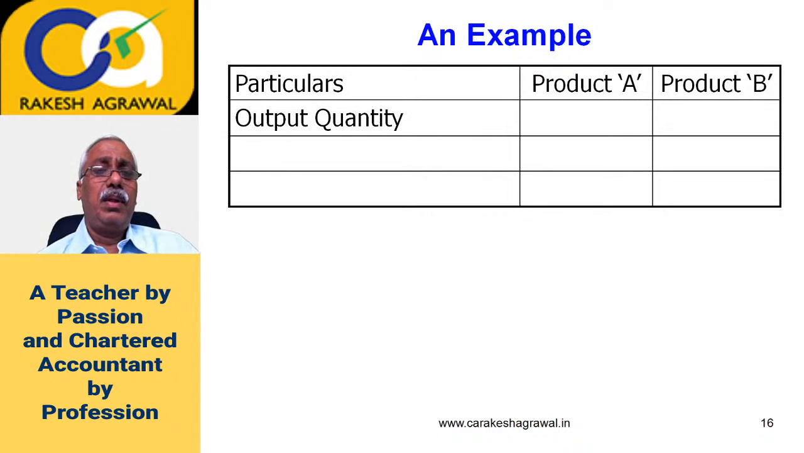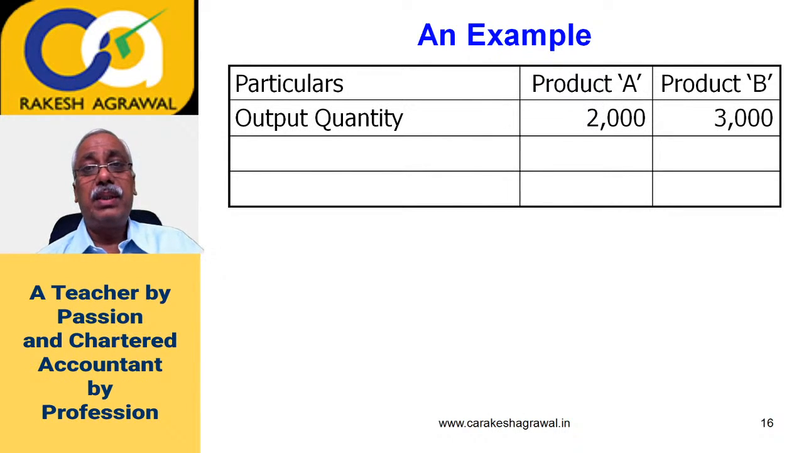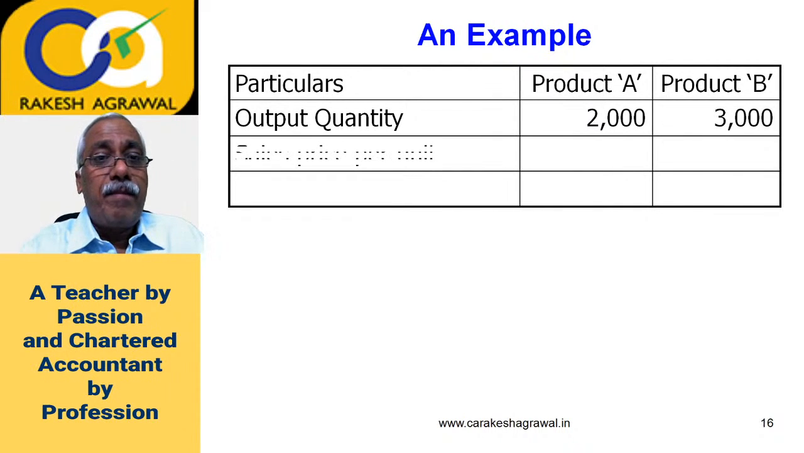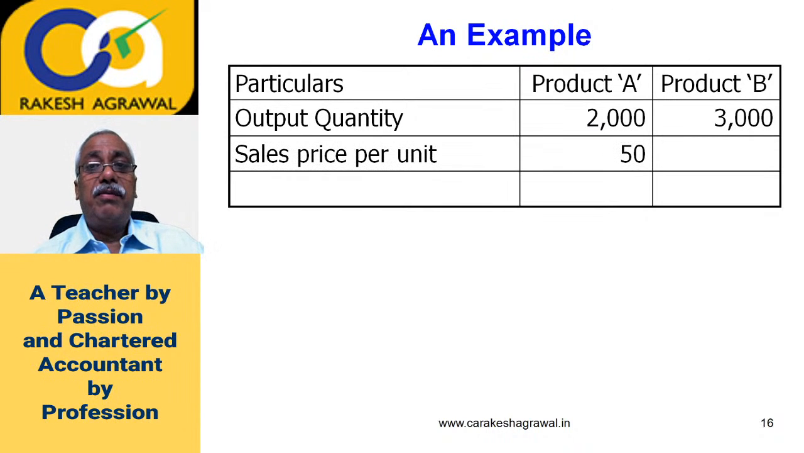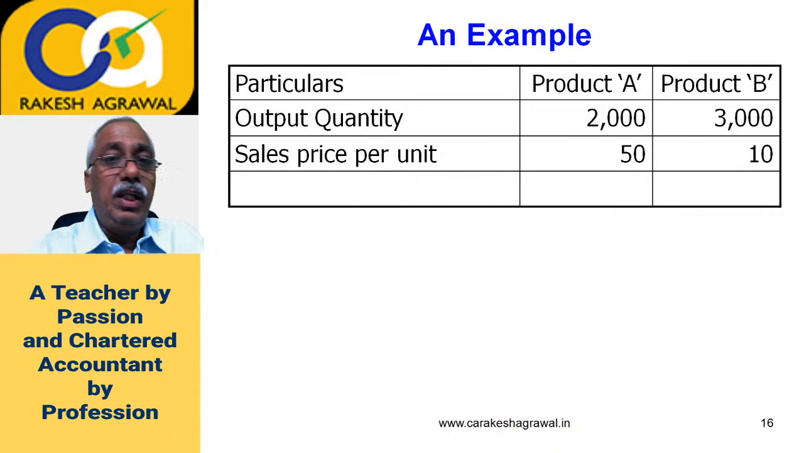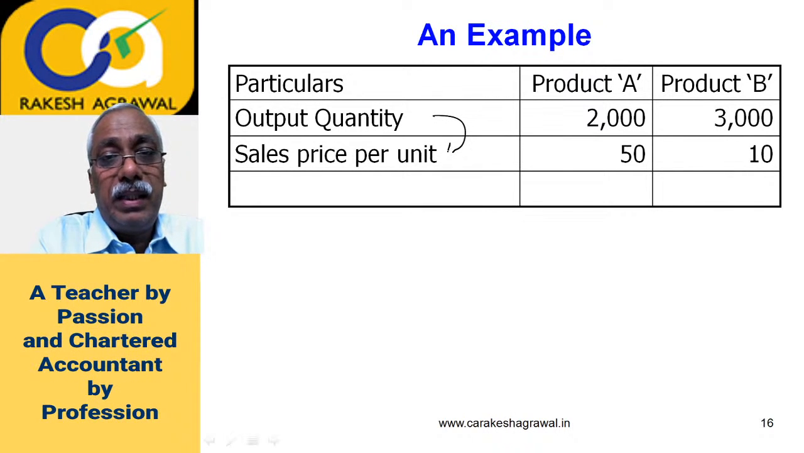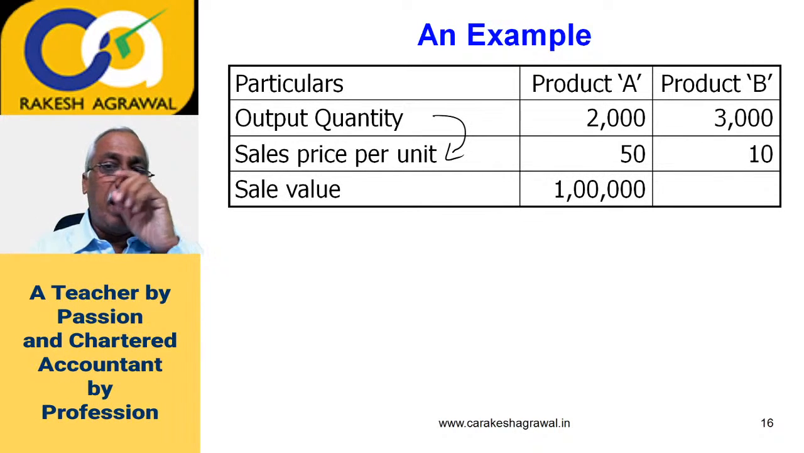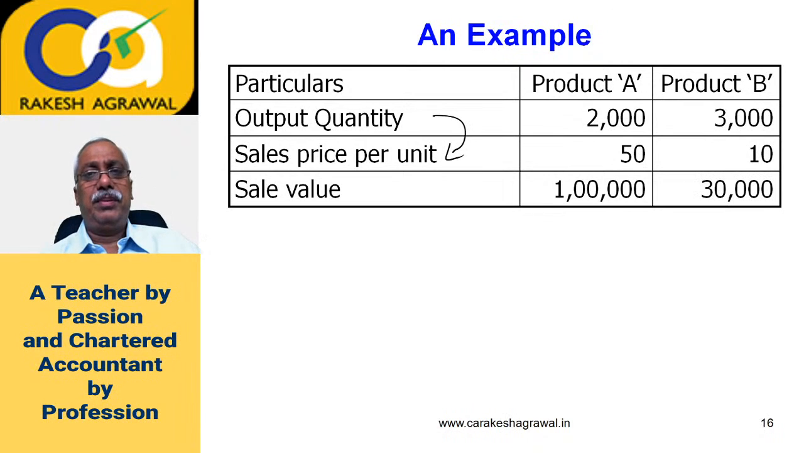So we'll take this example. I'm assuming output quantity of product A as 2000 units and B as 3000 units. I'm assuming only two joint products, that is A and B. And sales price per unit I'm assuming 50 and 10. This is the sales price I'm assuming. Now you'll notice the sales price is largely different for product A and B. Now output into sales price. If you multiply this by this, you will get sale value. You will get the sale value as 1 lakh rupees and 30,000 rupees. This is sale value or relative sale value.